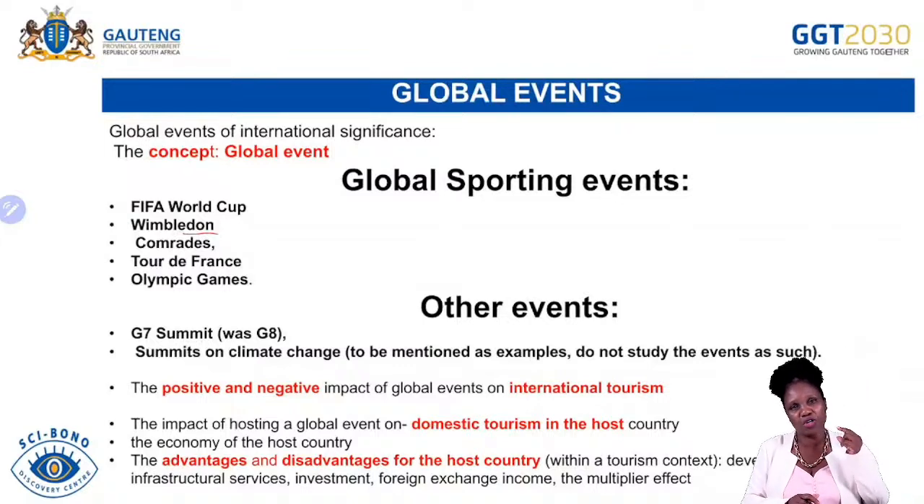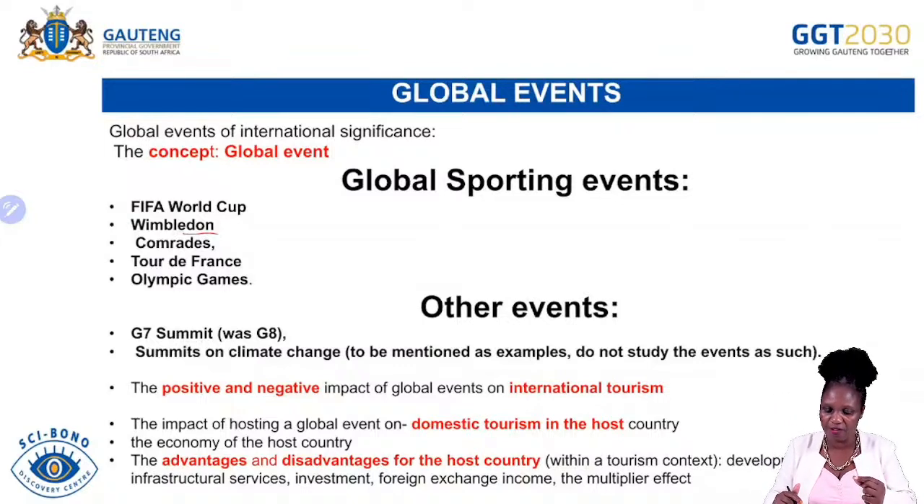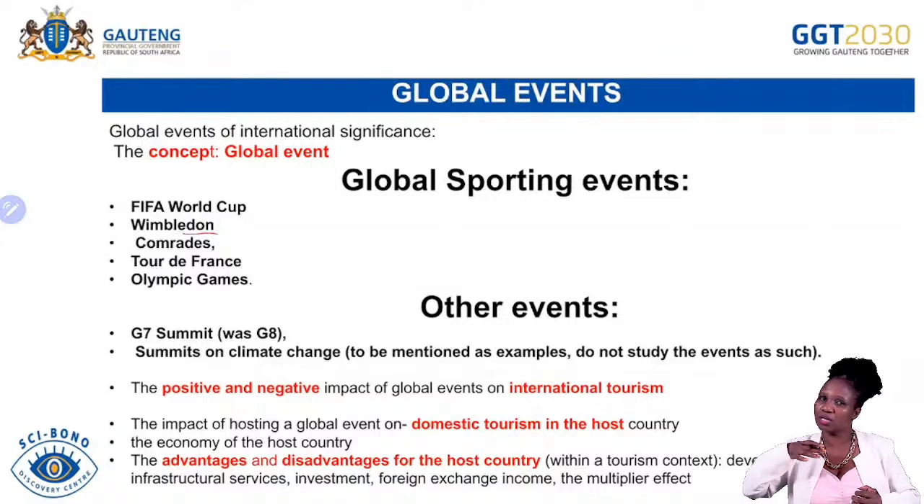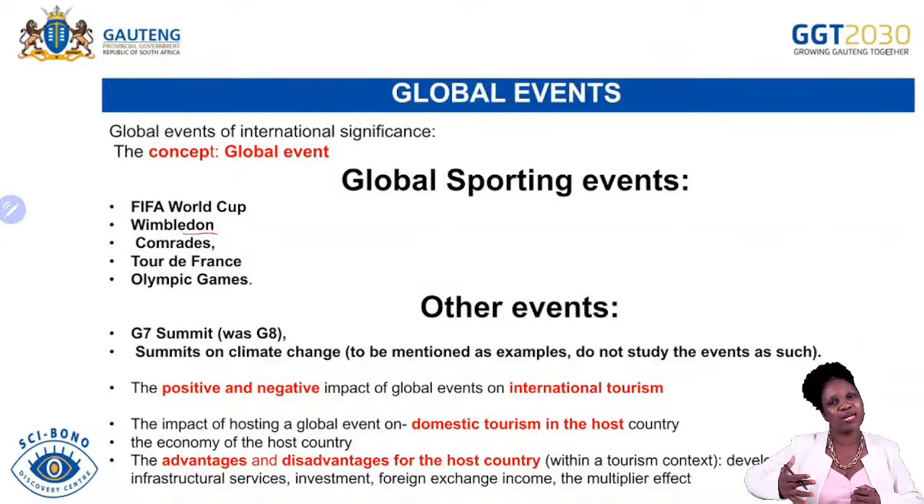And then we've got the positive and the negative impact of global events on international tourism. There are negative and positive impacts. When we are talking about the positive impacts of global events on international tourism, we are talking about the good. That is the positive. And when we are talking about the negative, we are talking about the bad.